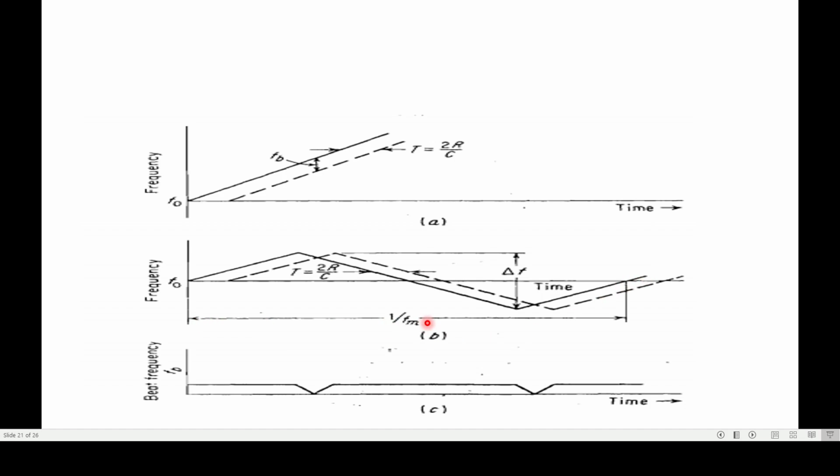And this Fm is the pulse, I mean the signal frequency, that is Fm. So this entire time period is 1 by Fm. Now the difference you see: this solid line indicates the transmitted signal and the dashed line indicates the received signal. So the difference, the time taken to get this, that time duration is this.